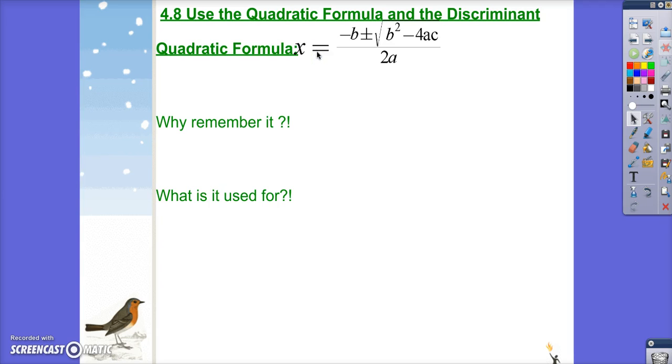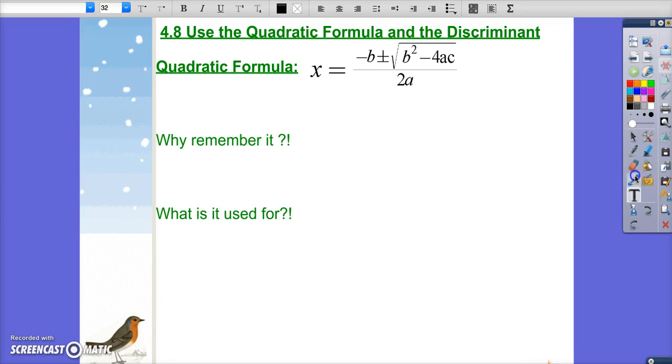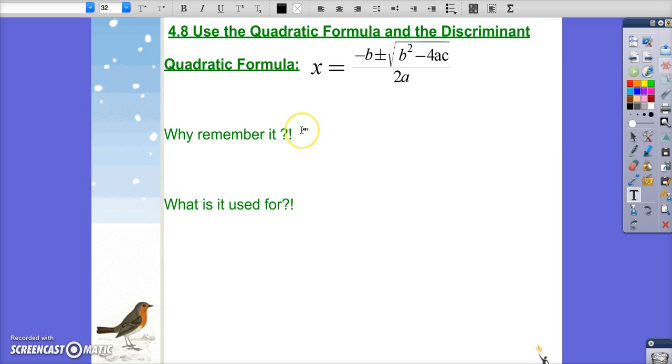First of all, let's take a look at what the quadratic formula is. You're going to want to write this in your notes. It's this big, long, complicated formula that says x equals negative b plus minus the square root of b squared minus 4ac all over 2a. Now, you might be saying, well, why remember it? What's the point of us having to learn another formula?